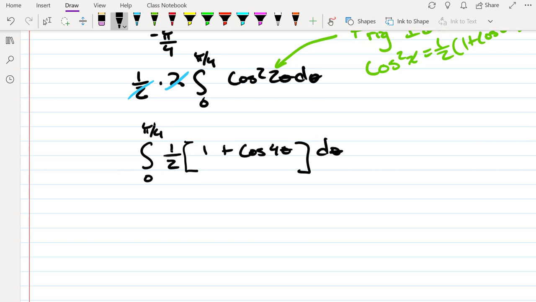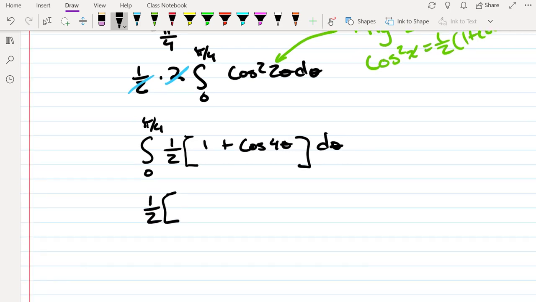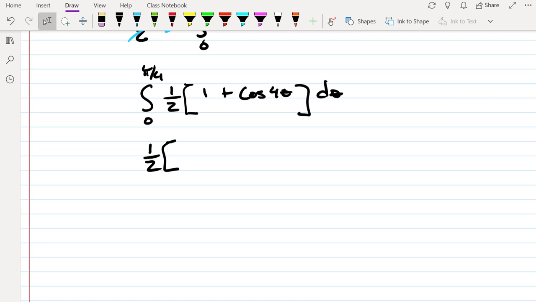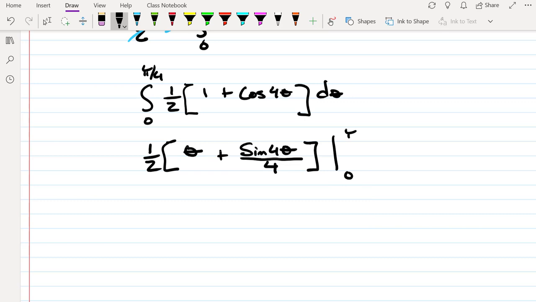Well, we can just pull our 1/2 out in front of our integral. So we have 1/2. The antiderivative of 1 is theta. Antiderivative of cosine is sine. So we're going to get sine 4 theta, but then either by a u substitution or using the chain rule backwards, we have to divide by 4. And that gives us our antiderivative, and we need to evaluate that from 0 to pi over 4.